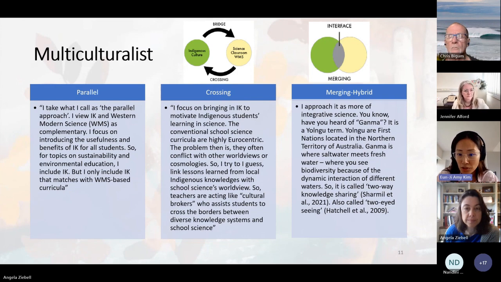Third idea is emerging hybrid. So the metaphor that's used to describe this approach is the estuary. It's a place where fresh water meets salt water, and lots of diversity flourishes. A lot of Canadian scholars have talked about it. For example, Hatcher talked about it as two-eyed seeing as well.